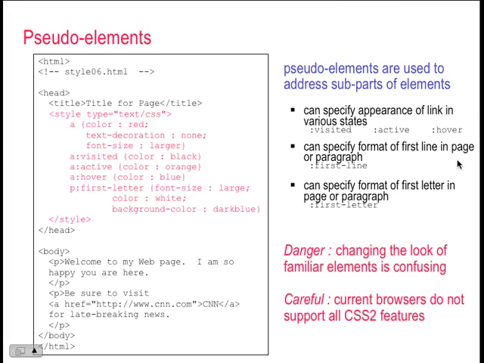You can specify the format for the first line in a paragraph. Let's say the first line is indented by 5 spaces or something. That would be first dash line that we would set as an attribute. And then you can specify the format for the first letter. The first letter could be big or small. Danger: changing the look of familiar elements is confusing.